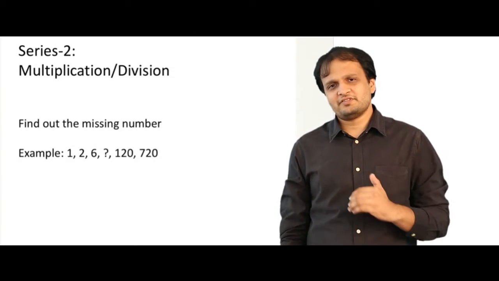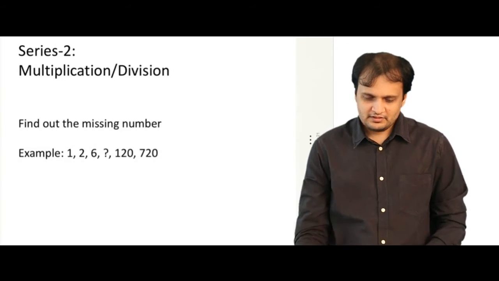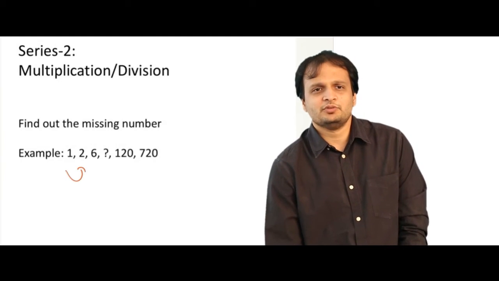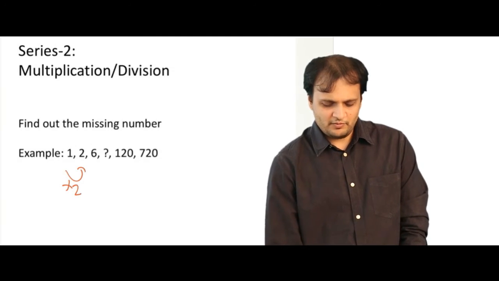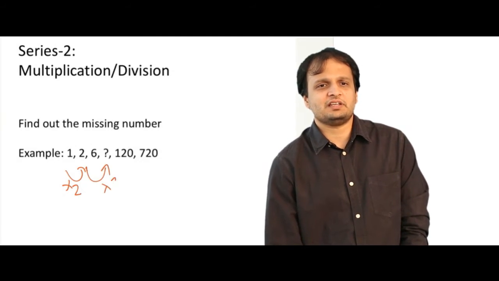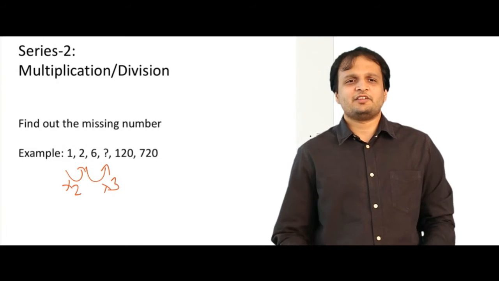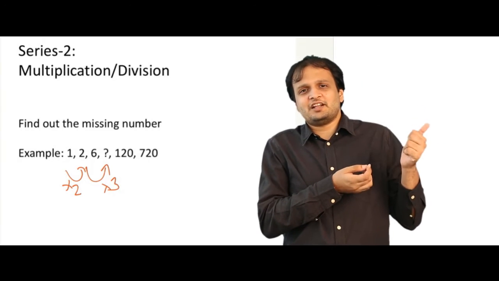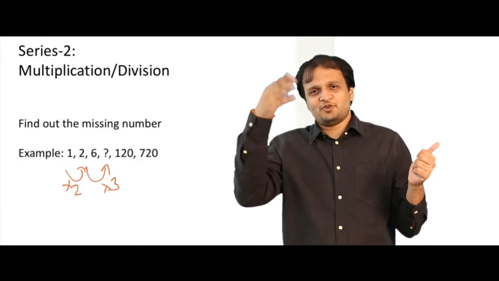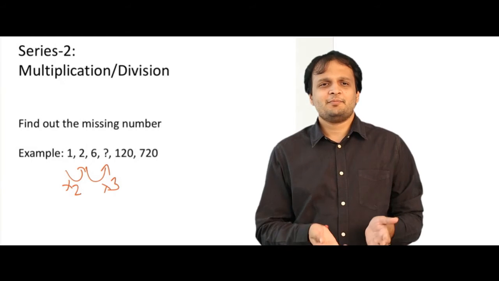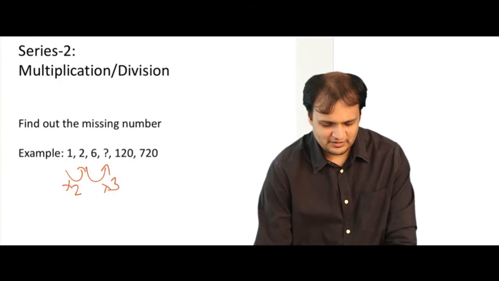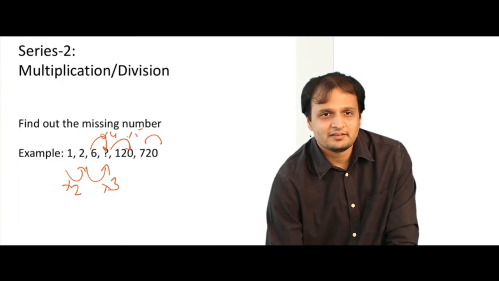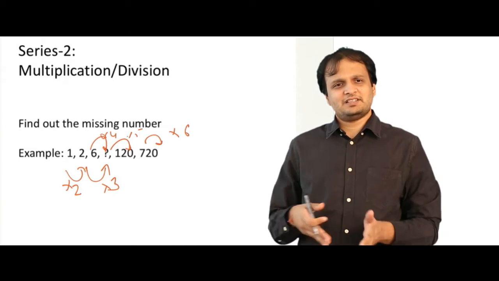So let's see what happens if we try and multiply. From 1 if I want to get 2, it's just 1 multiplied by 2. Then from 2 if I want to get 6, 2 into 3 gives me 6. Can you figure out what will be happening next? It's similar to the last question in addition that we had done: plus 2, plus 3, plus 4, plus 5, plus 6. Here we have multiply by 2, multiply by 3. So the next one should be multiply by 4, then multiply by 5, and then multiply by 6. That is what is happening.